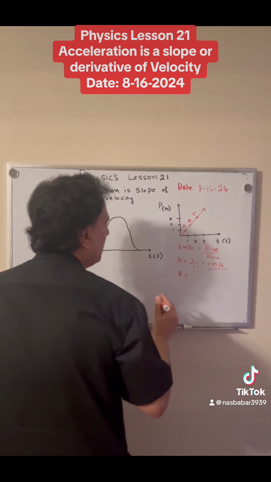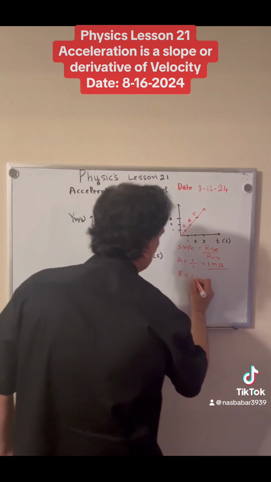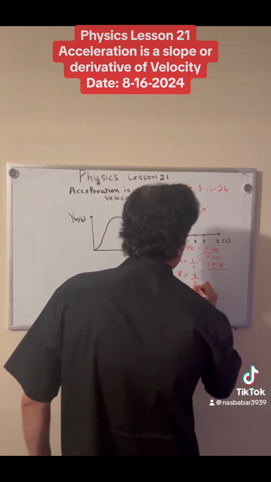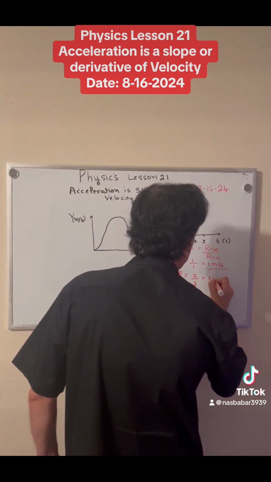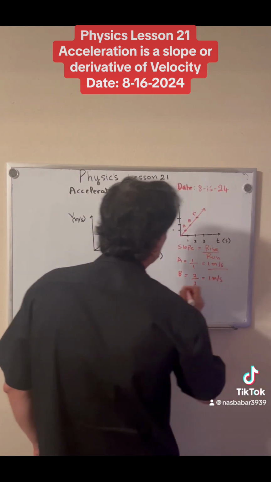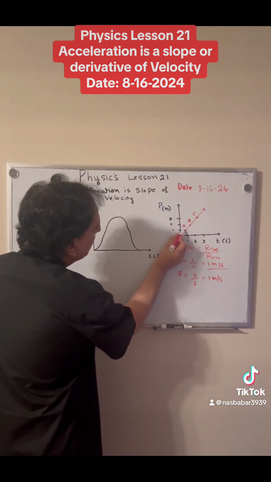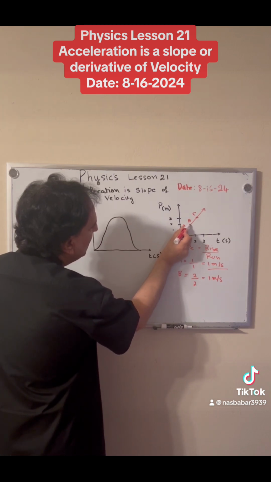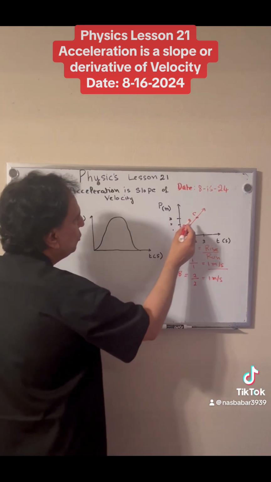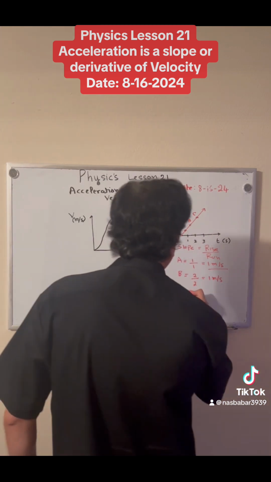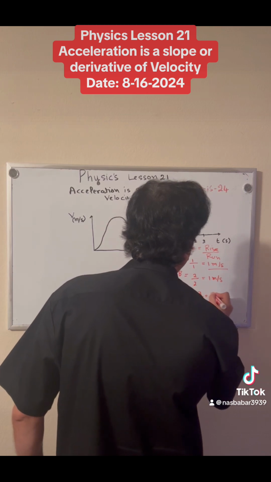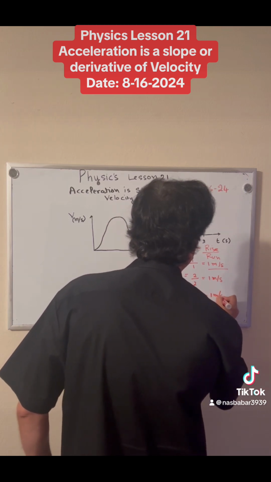At point B, rise is 2, run is 2. So I have covered 1 meter per second. From here to here, I've covered 1 meter; from here to here, also 1 meter. My speed is 1 meter per second. And if you do it at point C, it would be 3 over 3. That is also 1 meter per second.